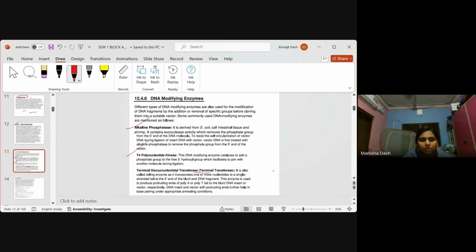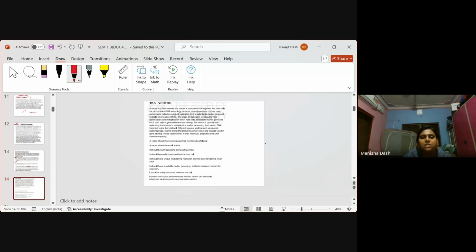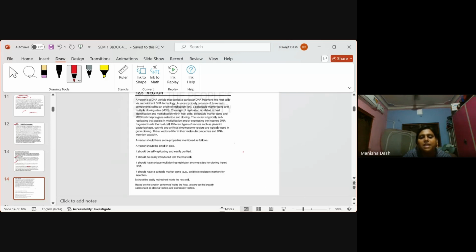Then next we have the vector. This is the most crucial element of genetic engineering or gene cloning. In simple terms, a vector can be known as a carrier. This is the element that will carry your gene of interest.